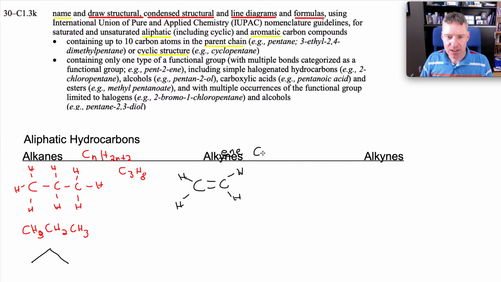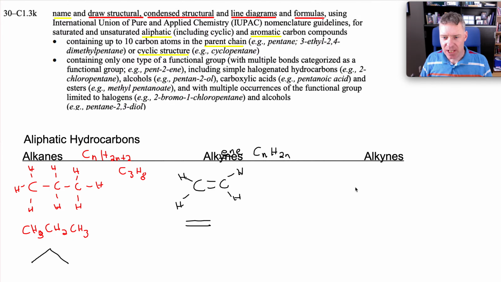The pattern here is CnH2n. So this is C2H4. The line structure looks a little weird. Just 2 carbons. So if I drop my pen and say 1, move it, 2, lift. That's my 2 carbons, and because there's a double bond, I have to put in a second line to show the double. So it looks just like an equals, the line structure for this particular ene.